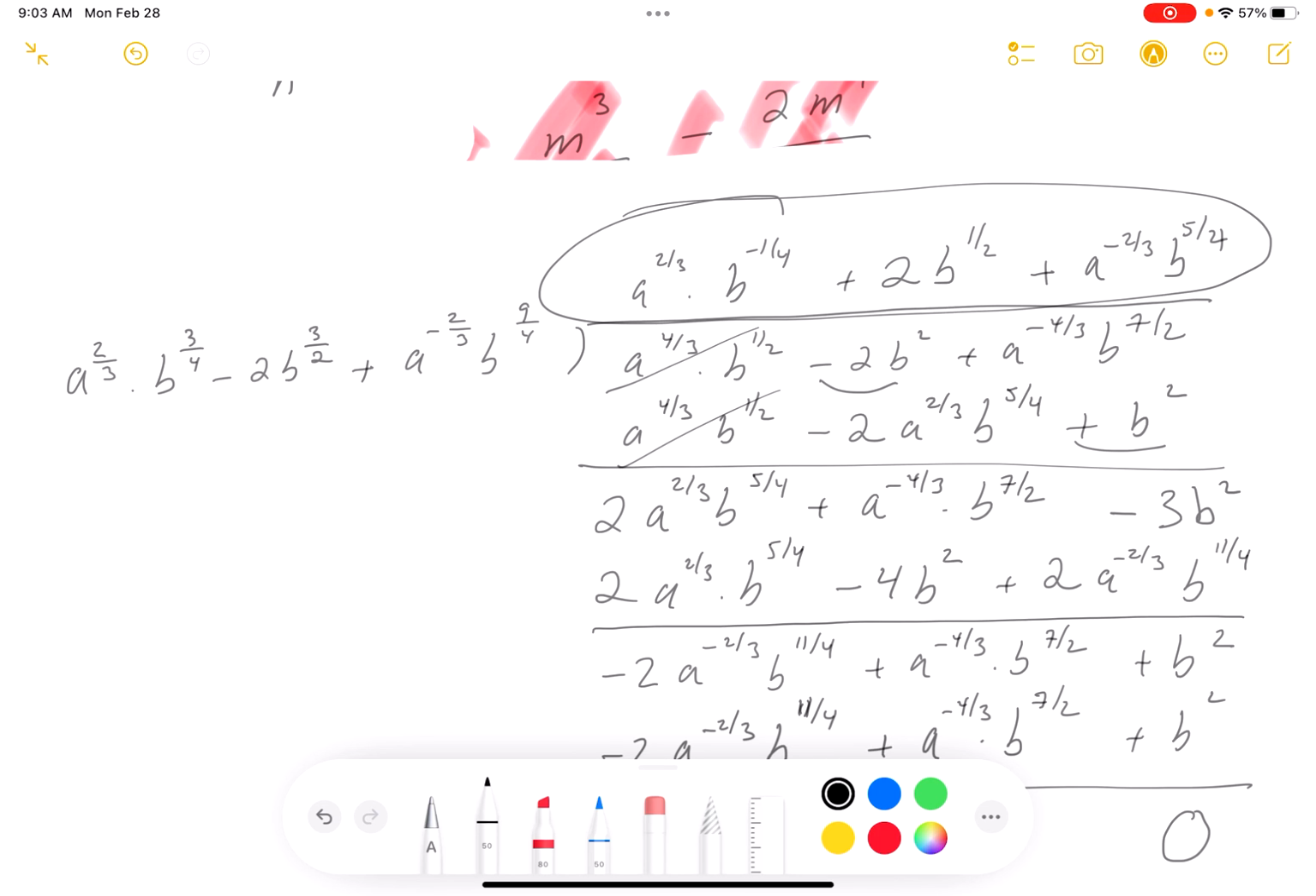Now, the question is, did we match the answer key? Let's take a look, see if we got it. So I get my red pen out. Did I get a to the 2/3, b to the minus 1/4? Yes, I did. Got this. All right, I got that. Did I get 2b to the 1/2? Yep. Did I get a to the minus 2/3 and b to the 5 quarters? Yeah, everything is done, all right?